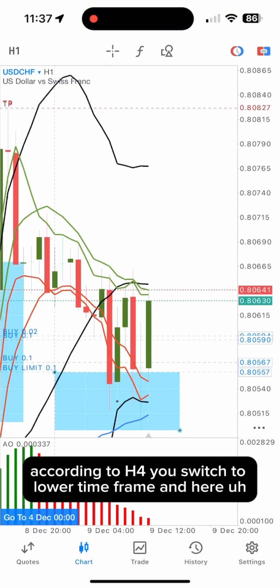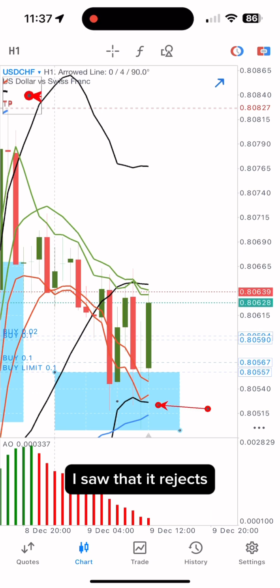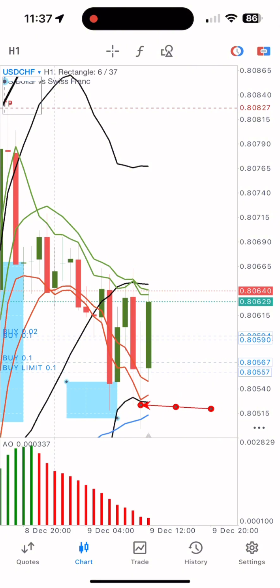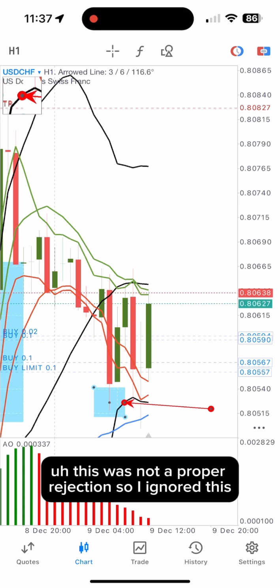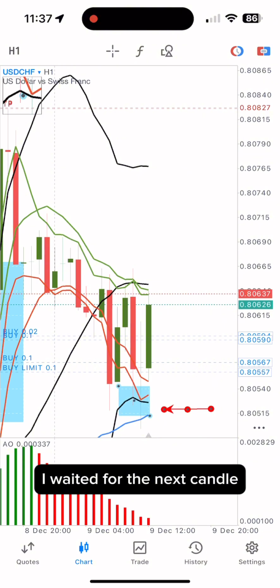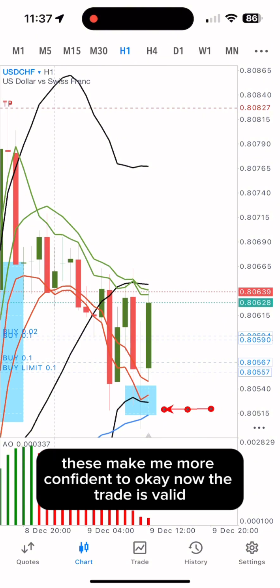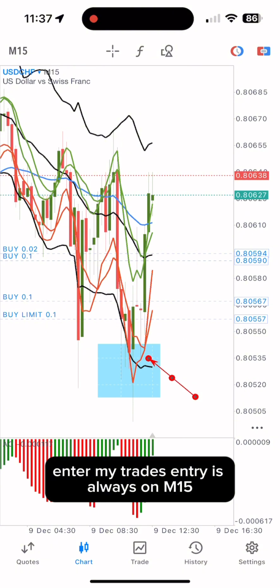You switch to a lower time frame, and here I saw that it rejects EMA 50 and low BB. You can see here. First I saw this thing, this was not a proper rejection, so I ignored it. I waited for the next candle. You can see over here these candles, these make me more confident. Okay, now the trade is valid. I can move to M15 to enter my trades.